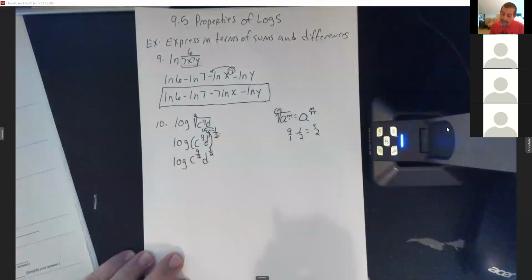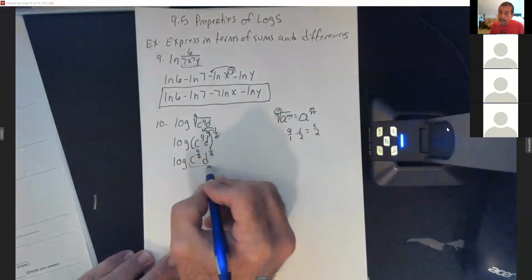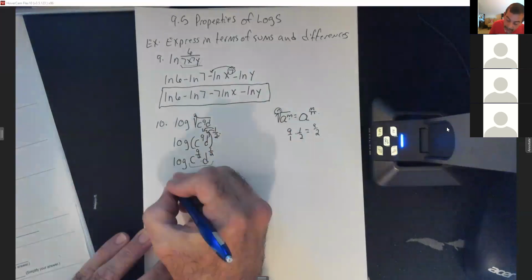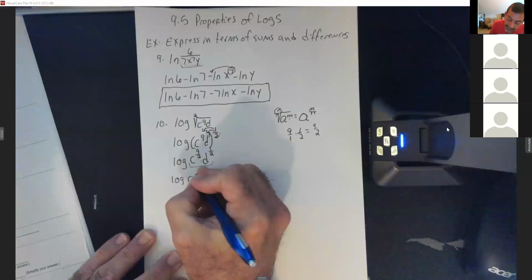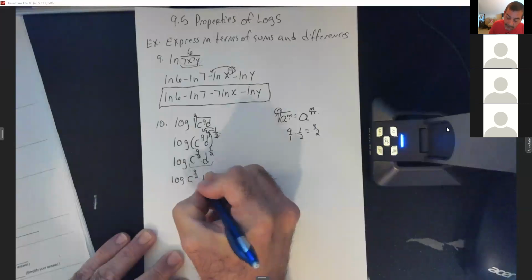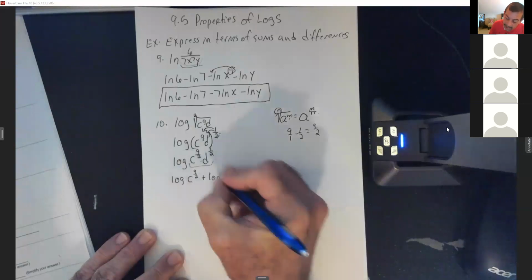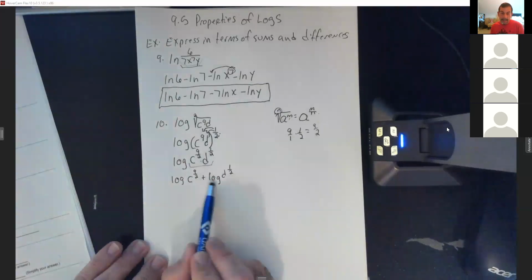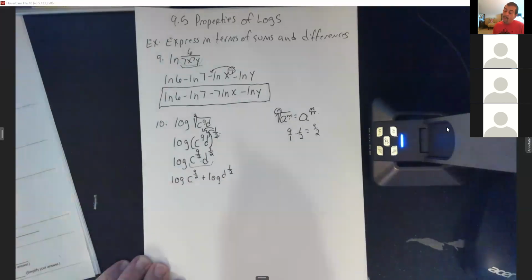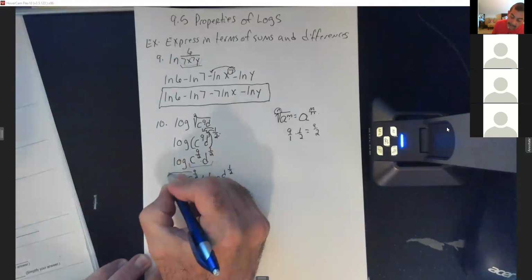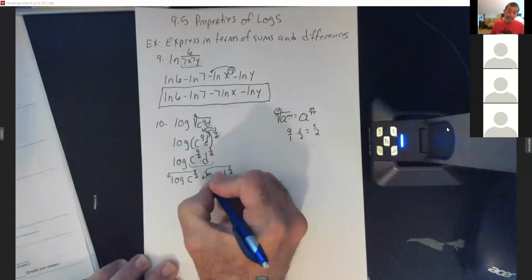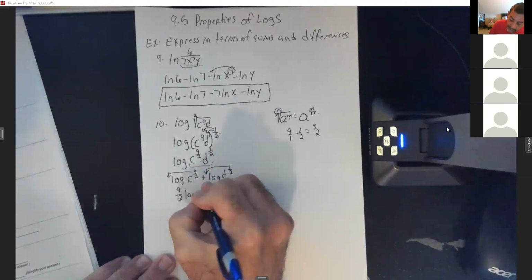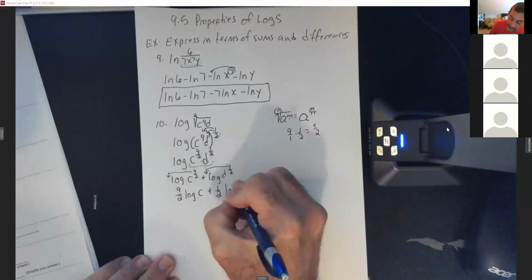All right, so now I've got it rewritten as a product. I'm going to rewrite the product as a sum. So I'm going to get a log of c to the 9/2 plus a log of d to the 1/2. So products get rewritten as a sum. And then y'all, the very last move, once again, is to take our exponents and bring them down to the front so that we get a 9/2 log c plus a 1/2 log d.